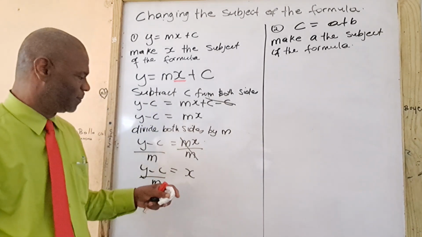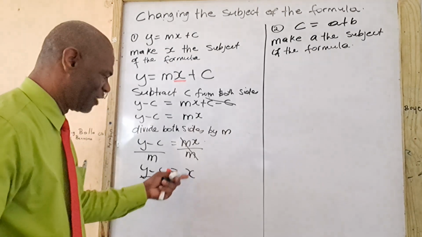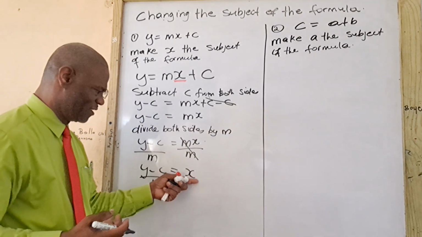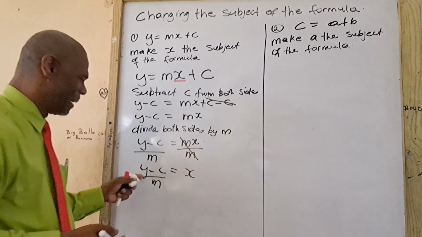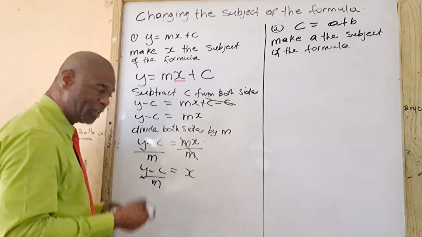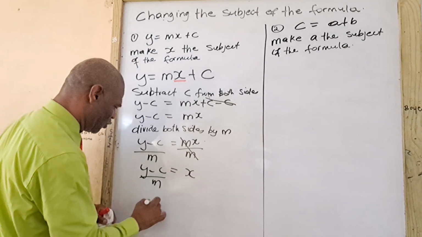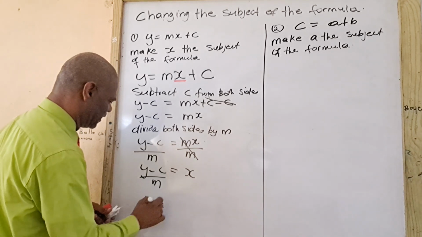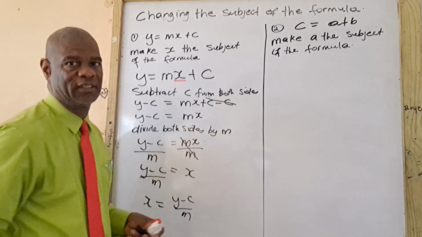Now if you want to put the x on the right hand side or the left hand side, no problem. It can remain there, we can read the lead from here or that side, it doesn't matter. So x equals y minus c over m, or y minus c over m is equal to x. If you want to turn it around, no issue. Again, x equals y minus c over m.